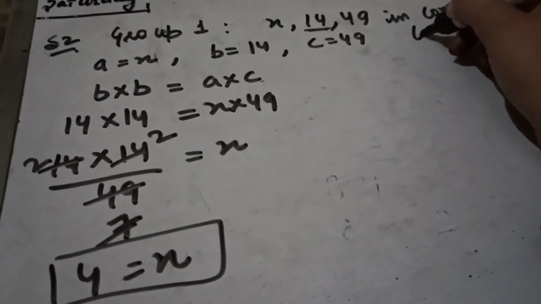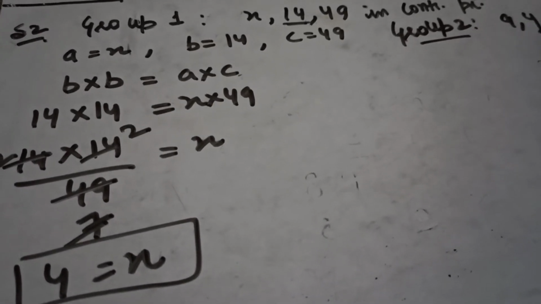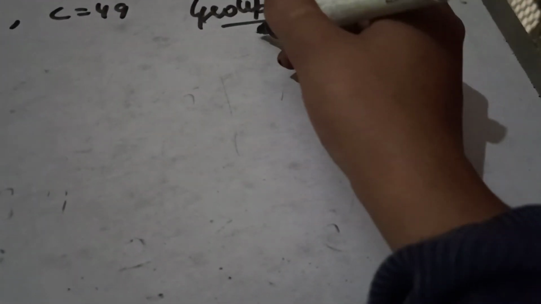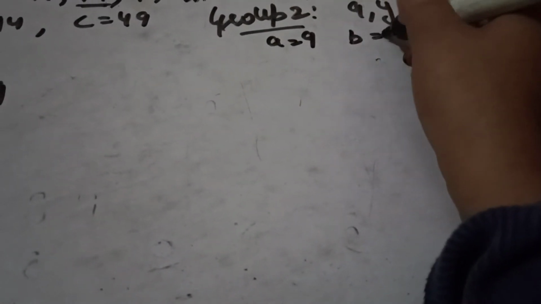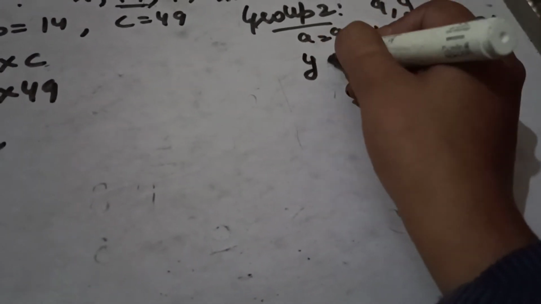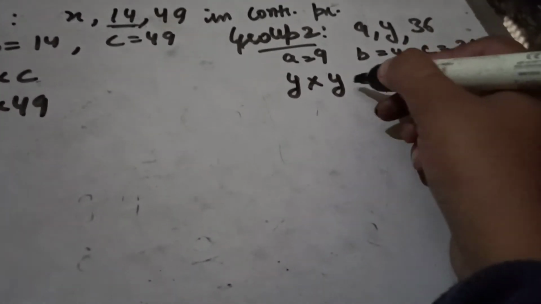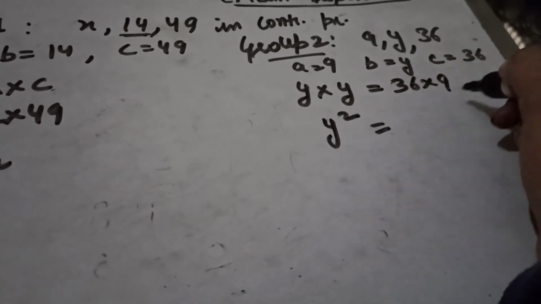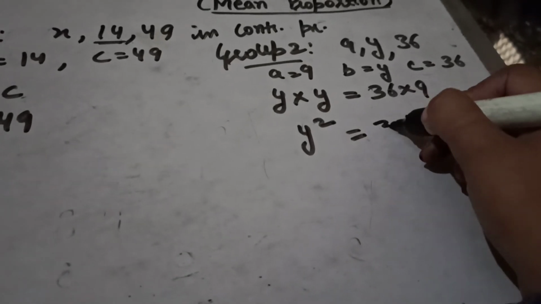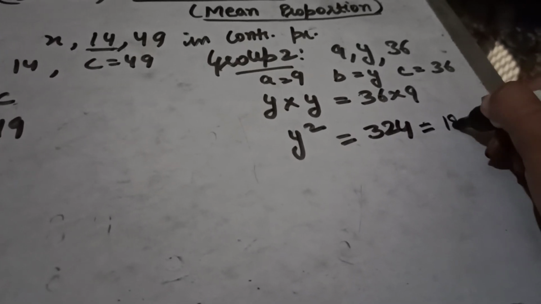Now come to group second, which is 9, y and 36. So they are also in continued proportion. So same, A equals 9, B equals y and C equals 36. So y cross y equals 36 cross 9. What is this? This becomes y square. 9 6s are 54, 5 9 3s are 27 and 5 3 2s. And this 324 is the square of 18.